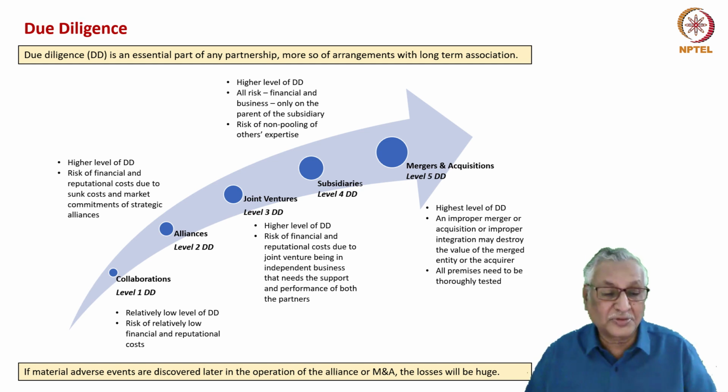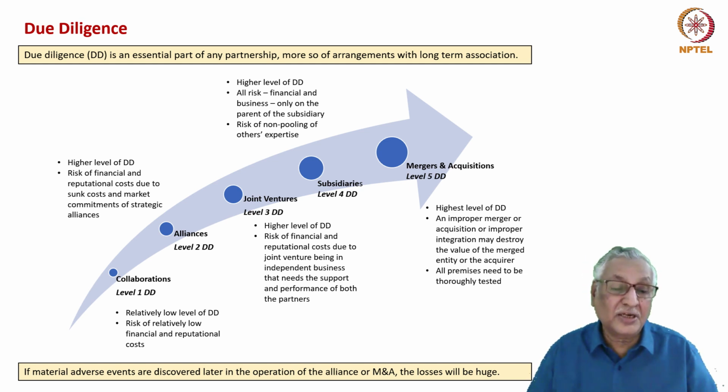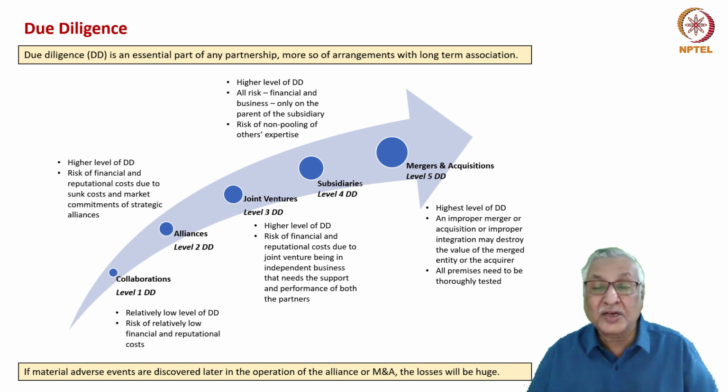premises and all claims. If material adverse events are discovered later in the operations of the alliance or M&A, the losses will be huge. Therefore, due diligence has to take care of as many aspects of potential risks as possible. At times, a risk may not be quantified. A risk may remain as an assumption rather than as a tangible risk. In such cases, there will be a reference that is made to the agreement whereby you try to reduce the level of risk impact on the principal.